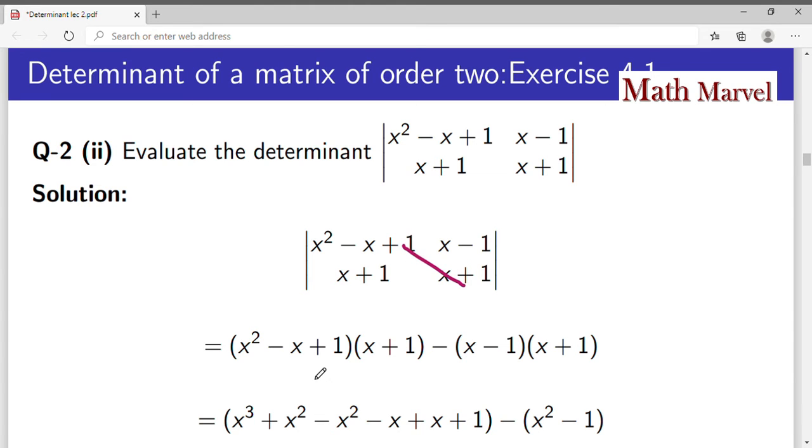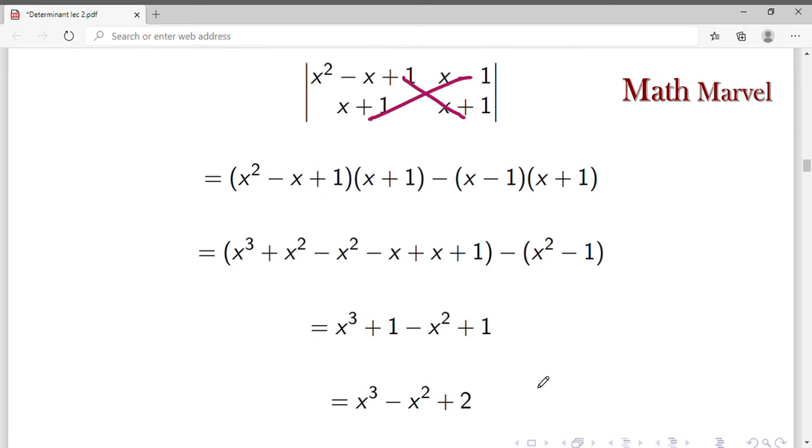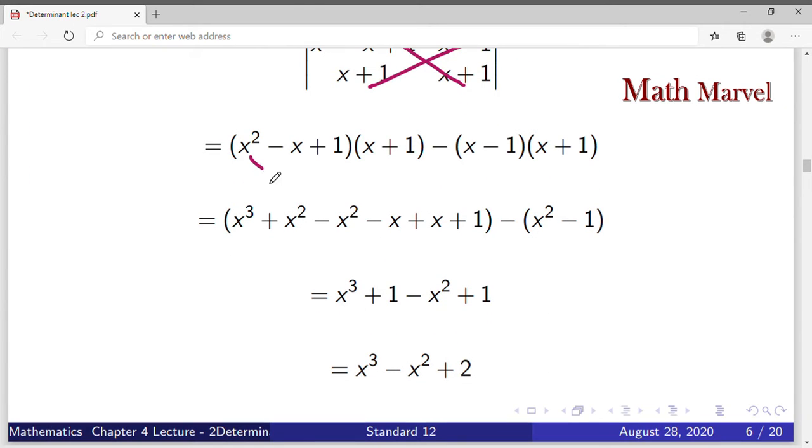So x square minus x plus 1 into x plus 1, minus sign, here x minus 1 into x plus 1. Now do the simplification. Now here x square is multiplied to this entire bracket. So we get x square into x is x cube. Again x square into 1 is plus x square. Minus x into plus x is minus x square. Minus x into 1 is minus x. Again multiplication by 1, so we get x plus 1. Minus here x minus 1 into x plus 1. So from this we get x square minus 1.